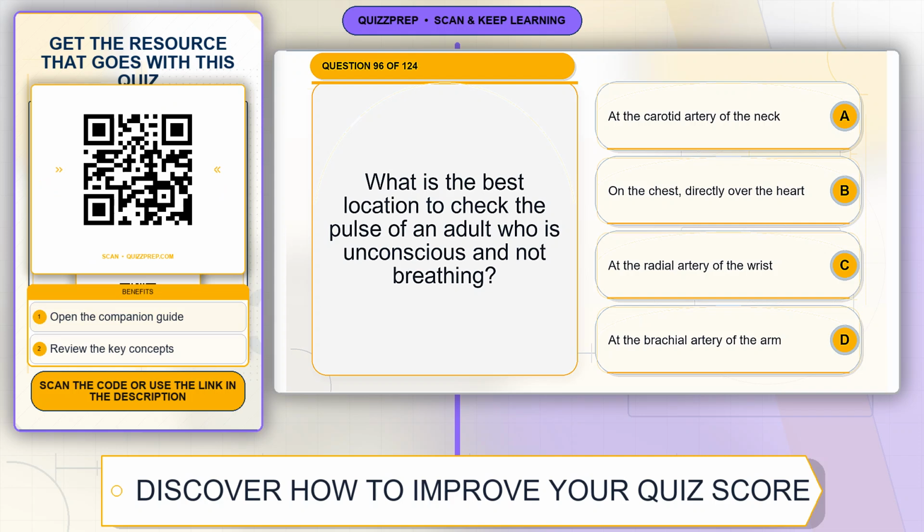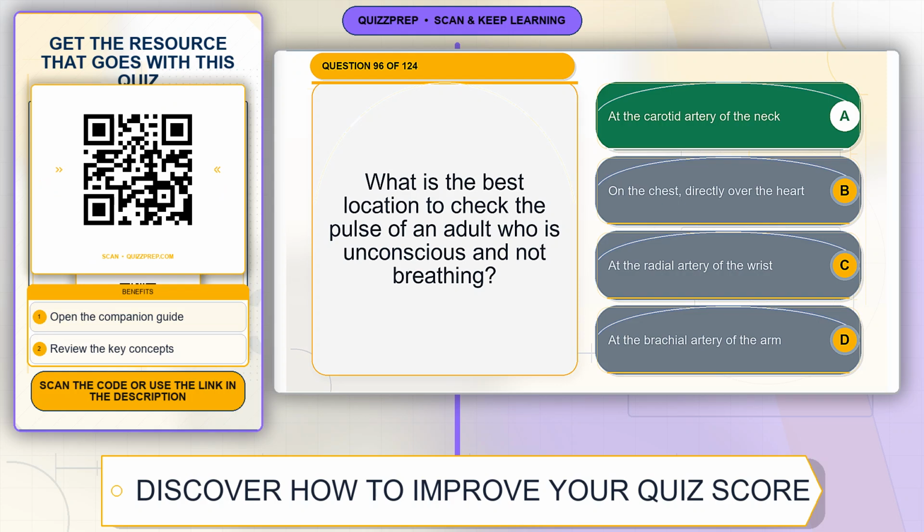Question 96. What is the best location to check the pulse of an adult who is unconscious and not breathing? Option A, at the carotid artery of the neck. Option B, on the chest, directly over the heart. Option C, at the radial artery of the wrist. Option D, at the brachial artery of the arm.